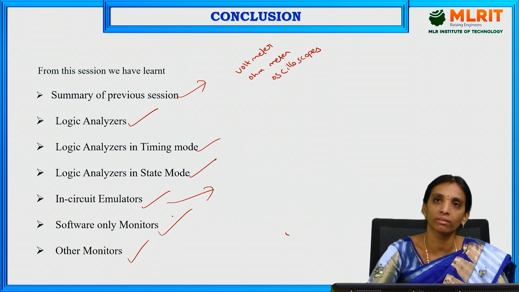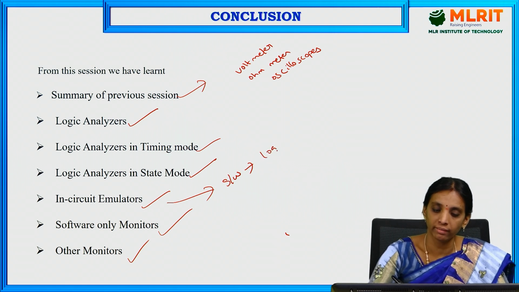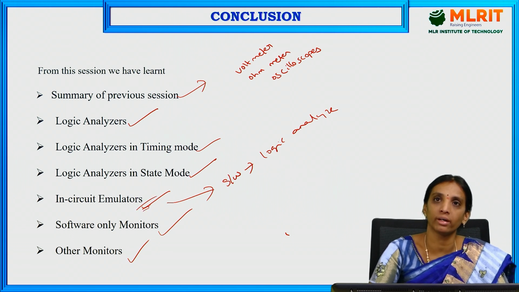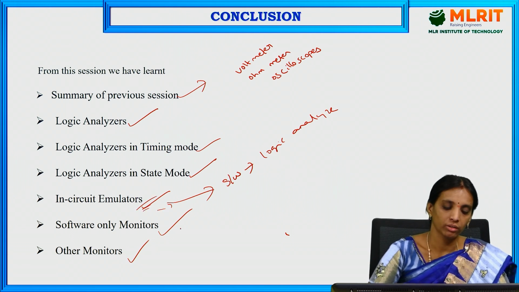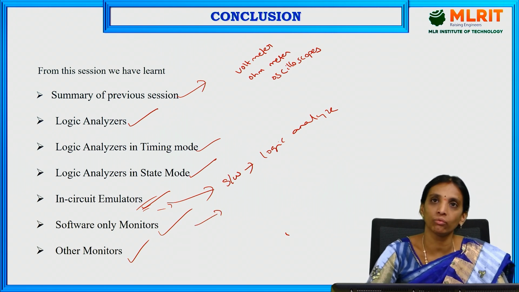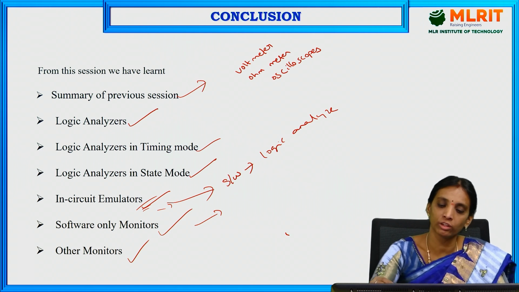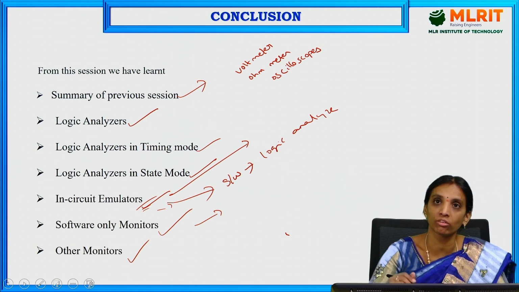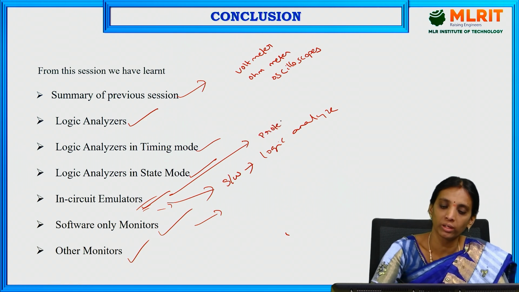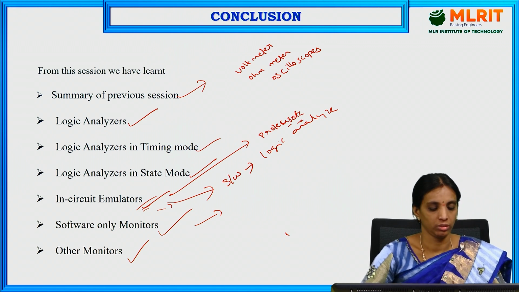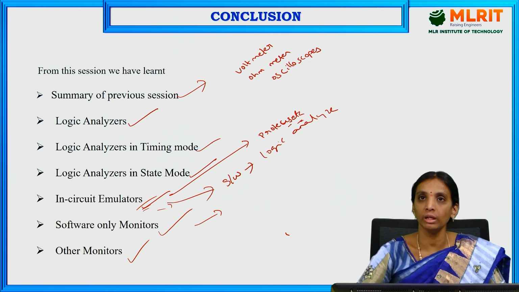In-circuit emulators are nothing but the software version of logic analyzers. Logic analyzers deal directly with the hardware devices, while in-circuit emulators deal with the software programs. Software-only monitors are monitors used for connecting with the target machine to display output information regarding our application. An example of in-circuit emulators is Proteus, for our embedded applications. These are the topics covered in the present session. Thank you.